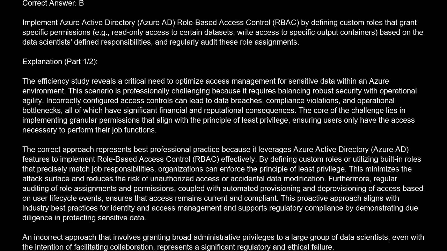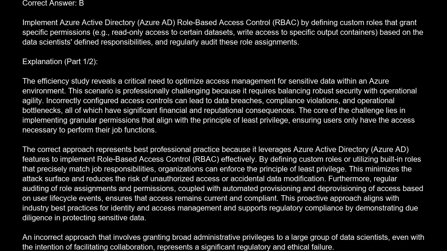Azure environment. This scenario is professionally challenging because it requires balancing robust security with operational agility. Incorrectly configured access controls can lead to data breaches, compliance violations, and operational bottlenecks, all of which have significant financial and reputational consequences. The core of the challenge lies in implementing granular permissions that align with the principle of least privilege, ensuring users only have the access necessary to perform their job functions.